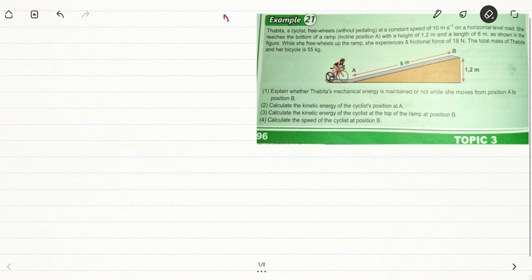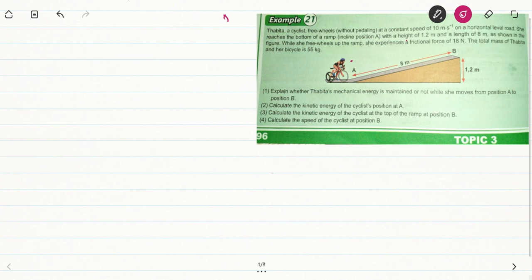It says that Tabitha, a cyclist, freewheels without pedaling at a constant speed of 10 meters per second on a horizontal level road. She reaches the bottom of a ramp, incline position A, with a height of 1.2 meters and a length of 8 meters, shown in the figure. While she freewheels up the ramp, she experiences a frictional force of 18 newtons. The total mass of Tabitha and her bicycle is 55 kilograms.